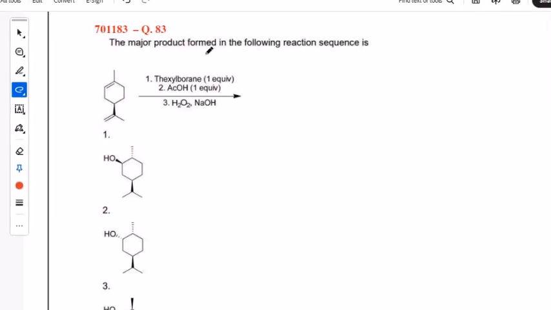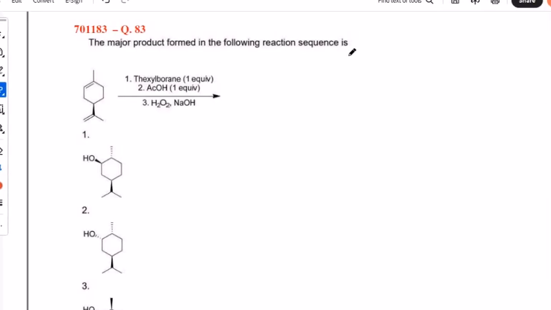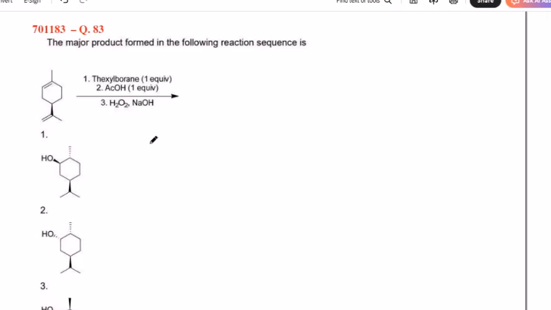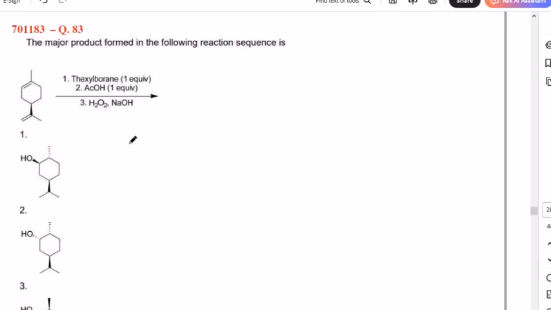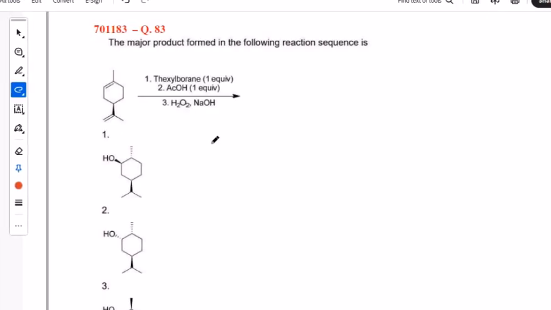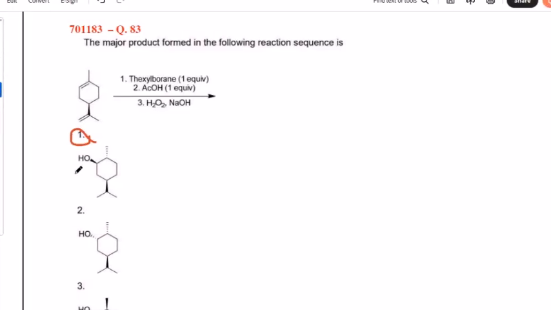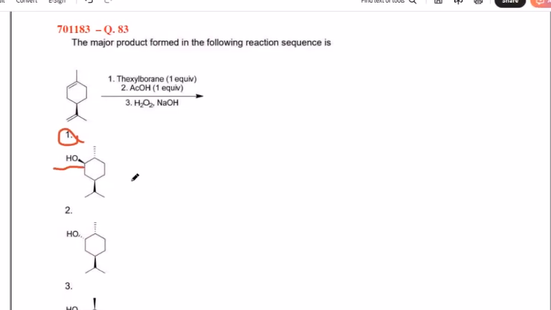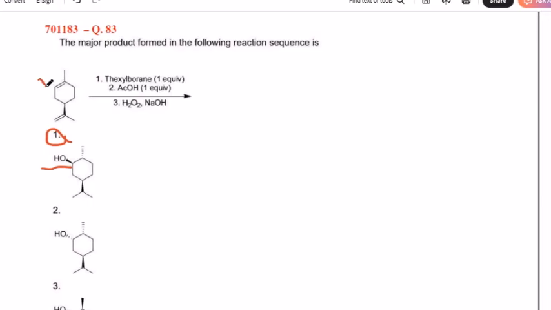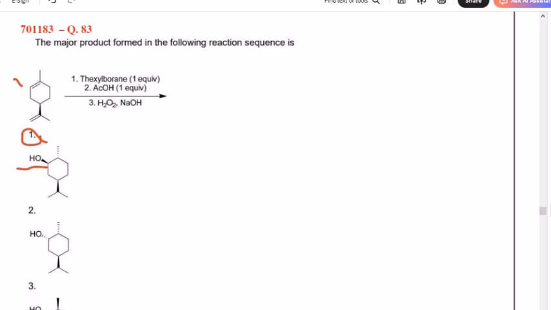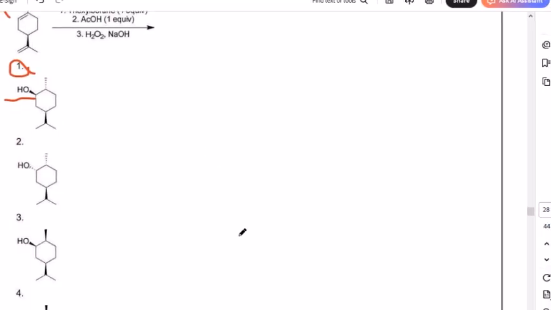Next, the major product formed in the following reaction sequence, with thexylborane, acetic acid, hydrogen peroxide, and sodium hydroxide. What is going to happen? It is going to give compound number 1. Yes, it is going to oxidize here, right. So the secondary one is going to give oxidation, while this is going to be reduced, right.